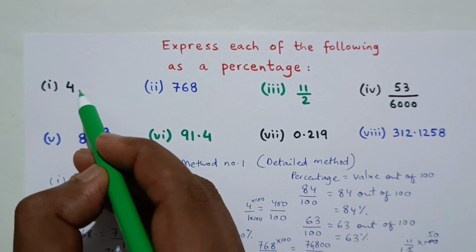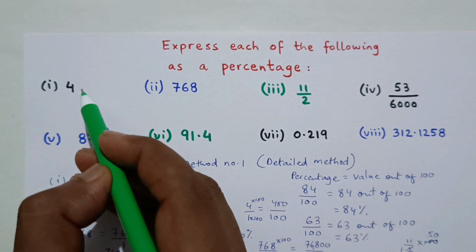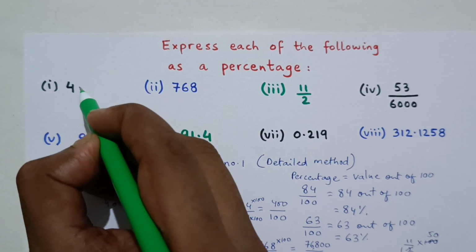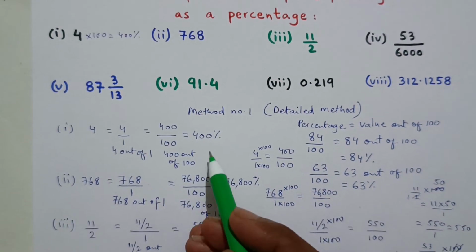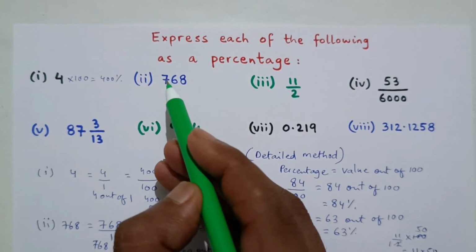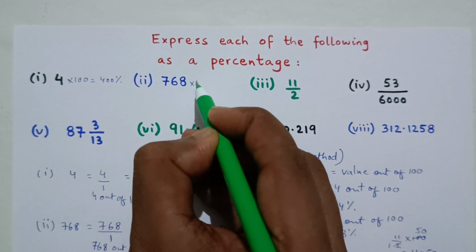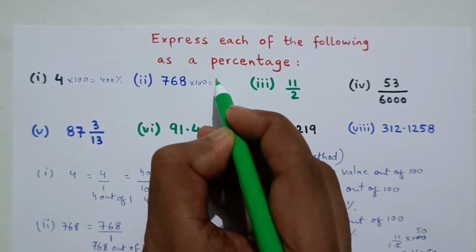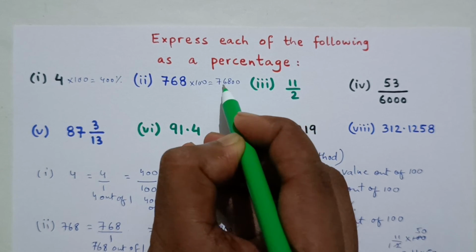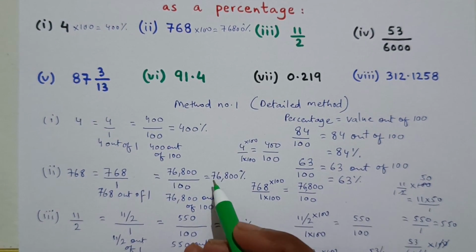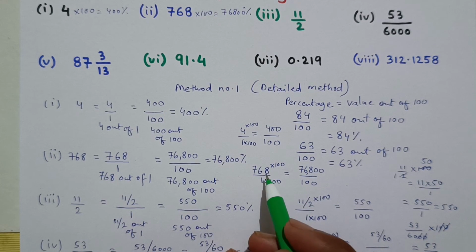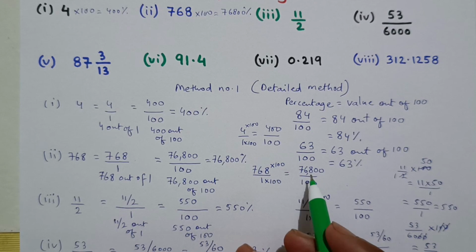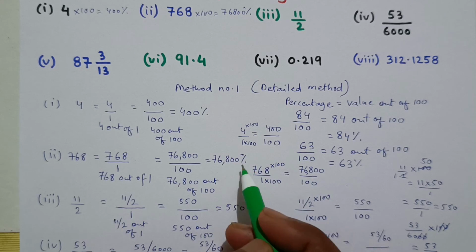So I will do method number 2 here itself. You multiply by 100, whatever you get, that is the percentage. So 4 multiplied by 100 is 400, so the answer is 400 percentage. For question number 2, 768, multiply this by 100. 768 into 100 is 76800, so 76800 percentage. Because when we are solving the equivalent fraction, we are just multiplying the number by 100, so it becomes that much out of 100, so it becomes that much percentage.